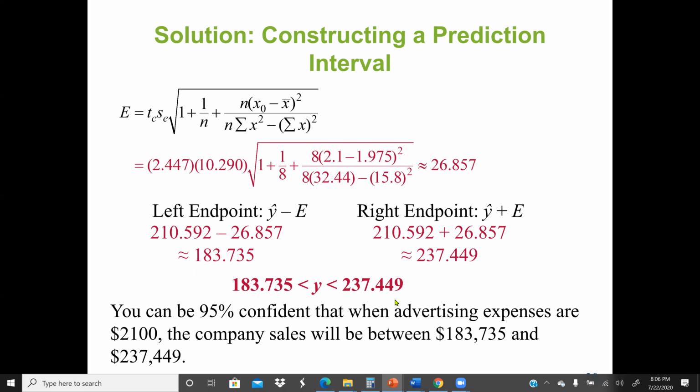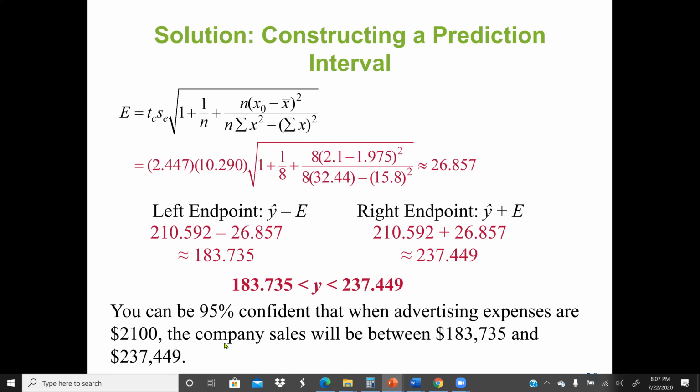237.449. So our conclusion is 95% confident that when advertising expenses are 2,100, because remember we are using the 2,100, the company sales will be, and this is the prediction value, the company sales will be 183,735 and 237,449. So it will be between that interval.